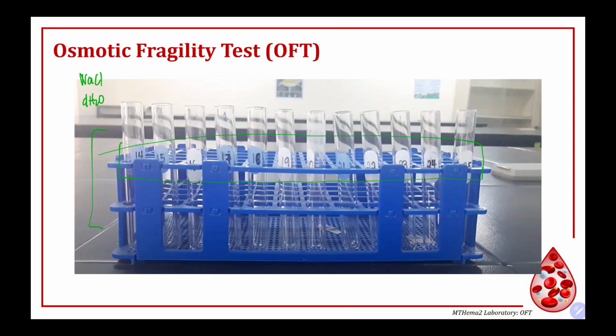So, for example, in tube 14, there would be 14 drops of sodium chloride solution, while the amount of distilled water will depend on subtracting the tube number from 25. So in tube 14, 25 minus 14, you will be dropping 11 drops of distilled water in this tube. And then the list goes on. For example, in tube 15, there will be 15 drops of sodium chloride, and then 25 minus 15, 10 drops of distilled water, and so on and so forth until you fill out all the test tubes needed for the procedure.